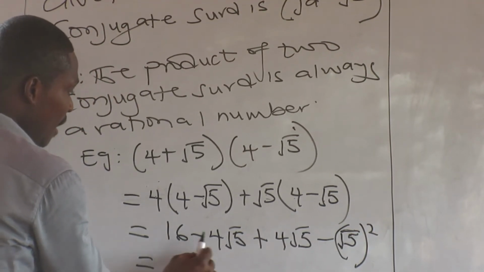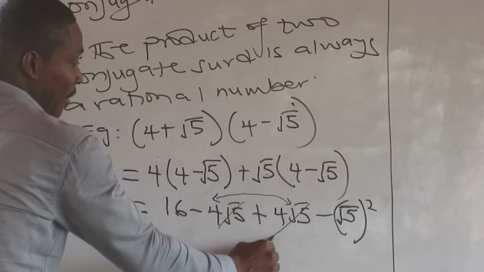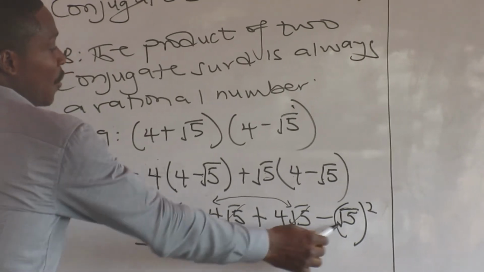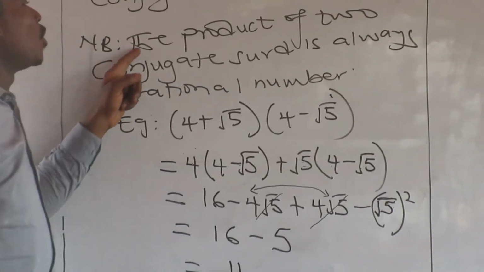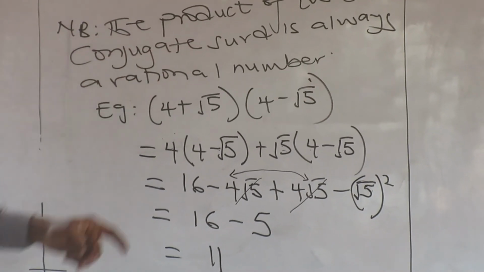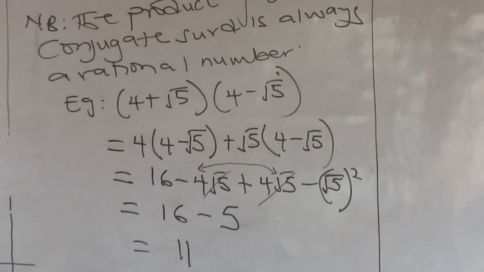Okay. Now minus 4 root 5 plus 4 root 5 will give you 0, okay? So that is 16 minus 5. When you square a square root, the square root disappears. Yes, no wonder. When you put two conjugate surds together, you get what? A rational number, not a surd. Good. Now let's look at the other example.